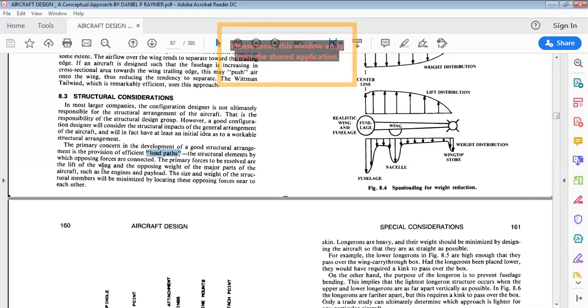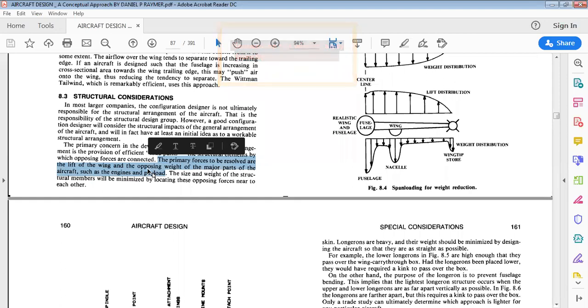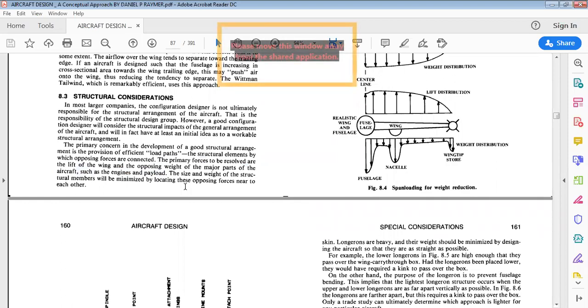The structural elements connect the opposing forces, and the primary forces to be resolved are the lift of the wing opposing the weight of major parts of the aircraft, such as engines and payload. The size and weight of the structural members will be minimized by locating these opposing forces near to each other. We know the loads acting on the aircraft are lift, weight, thrust, and drag. So the size and weight of the structural members will be minimized by locating these opposing forces nearer to each other.